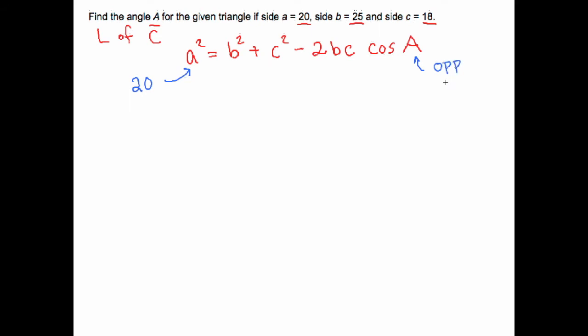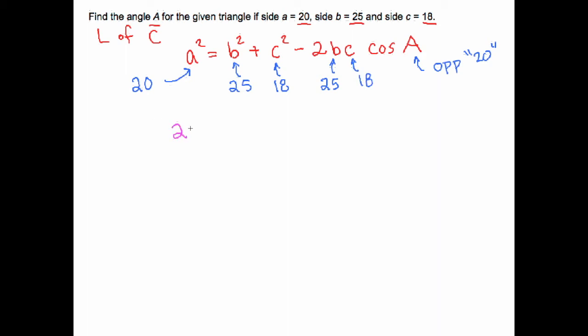So angle A is opposite the side of length 20. As far as B and C are concerned, that's just our other two side lengths. B is 25, C is 18. So I'll make those substitutions where I see B and C into this calculation. So let's write down what we have.